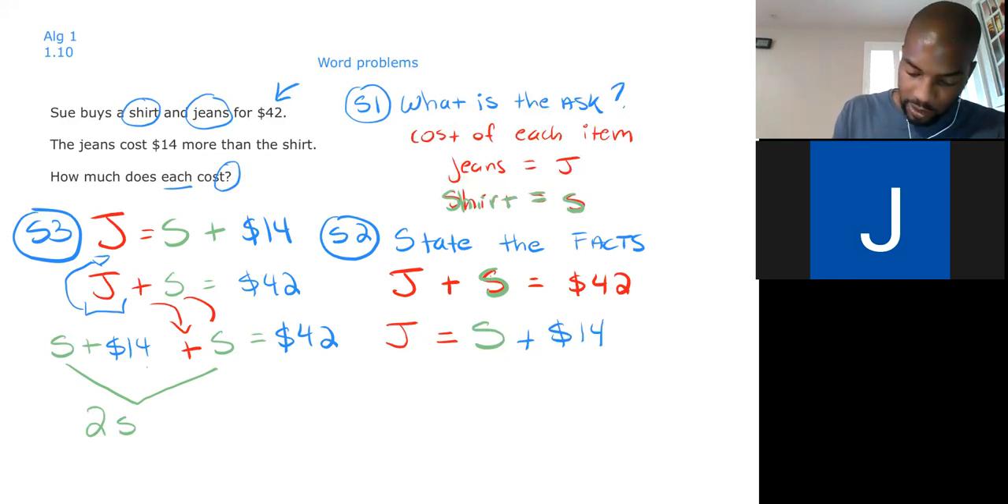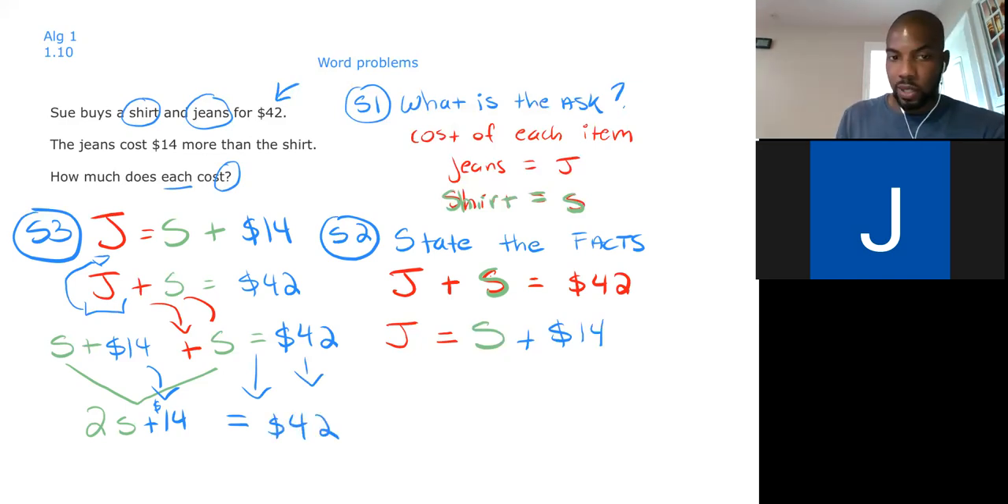I drop my $14, my positive $14. I drop my equal sign. I drop my $42. And now I do the inverse operation of adding $14, which is subtracting $14. What I do to one side, I do to the other. Then I solve this out.